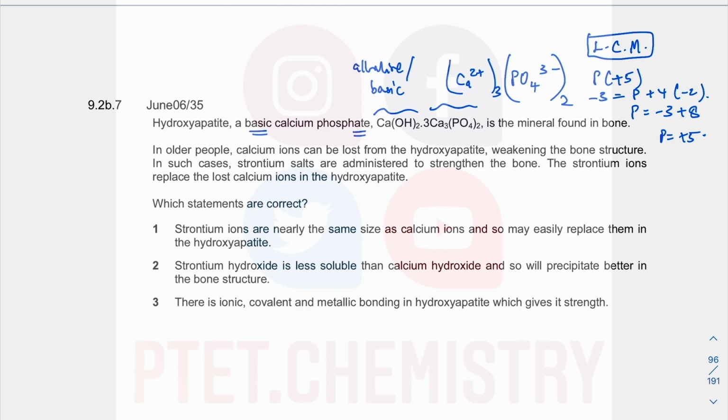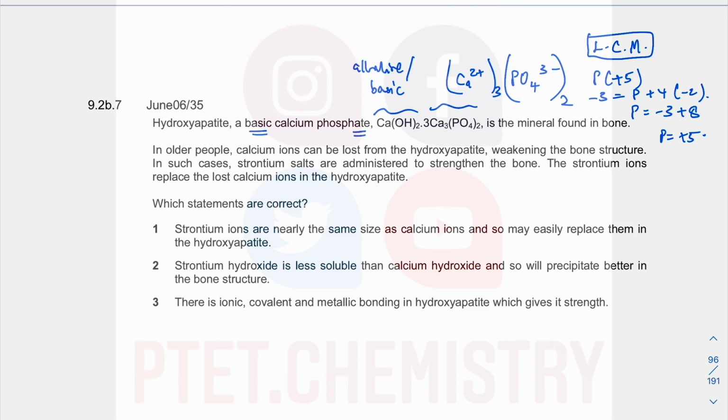That's not the point of this question. In older people, you get calcium ions lost from this basic calcium phosphate, which weakens the bone structure. And in such a case, we administer strontium salt. Strontium replaces the lost calcium ions.